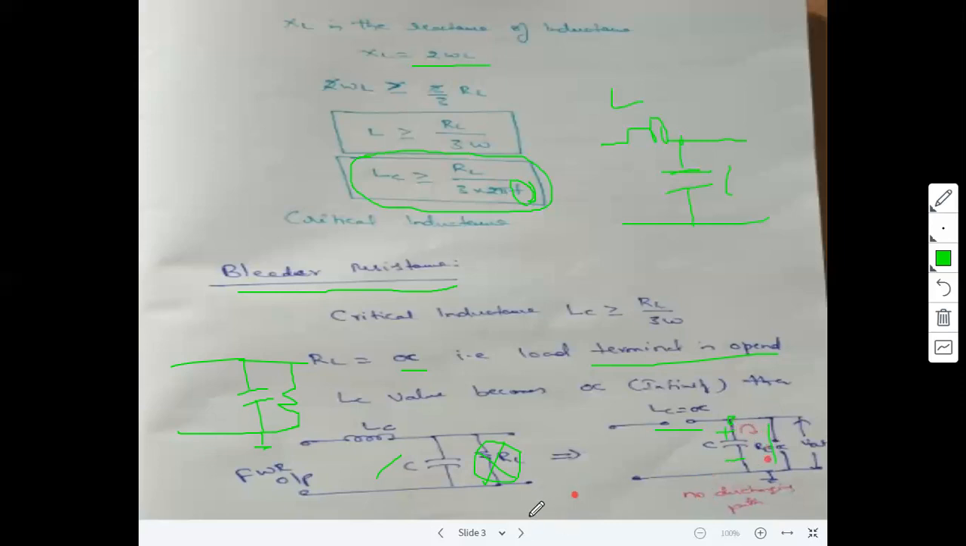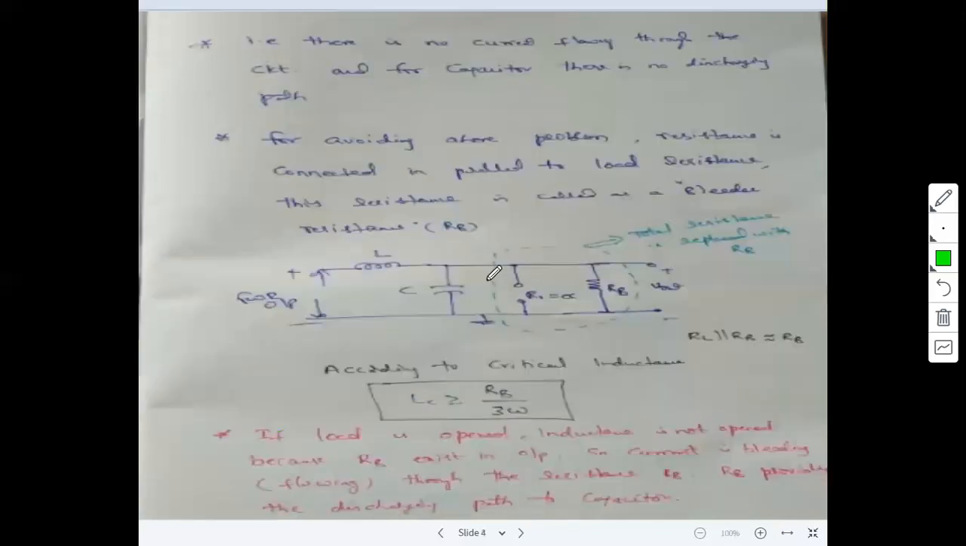Then how to avoid this problem? Connect a bleeder resistor RB in parallel to the load resistor. What is the equivalent value? RL in parallel with RB. If RL is infinity, or very large, in parallel with RB, then the equivalent resistor is RB. Now the critical inductance expression is LC greater than or equal to RB by 3 omega, instead of RL.